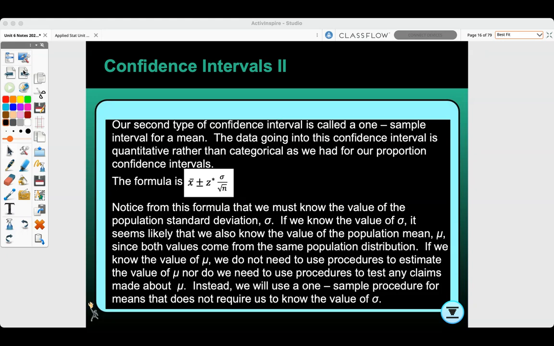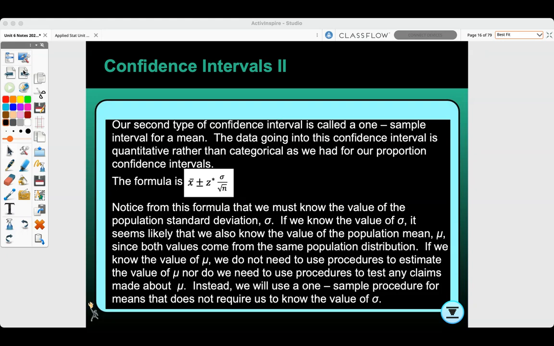Notice this formula. We must know the value of the population standard deviation, sigma. If we know the value of sigma, it seems likely that we will know the value of the population mean, mu, since both values come from the same population distribution. If we know the value of mu, we do not need to use procedures to estimate the value of mu, nor do we need to use procedures to test any claims made about mu.